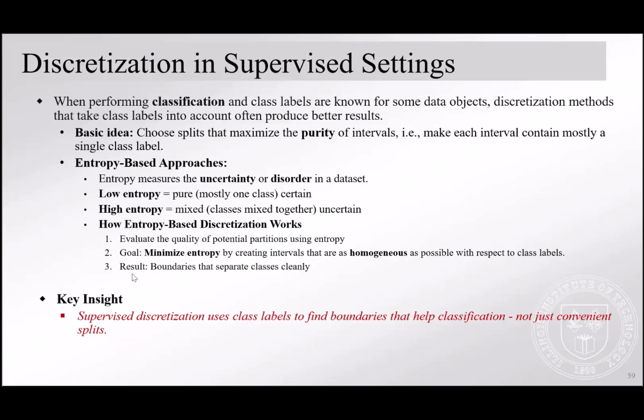So here's a very quick overview of how entropy-based discretization works. We evaluate the potential partitions by calculating their entropy. The goal here is to minimize the entropy, and create intervals that are as homogeneous as possible with respect to the class label. I don't want to go over that in detail, so that's enough in this case.